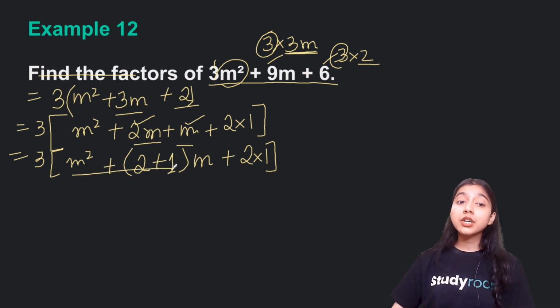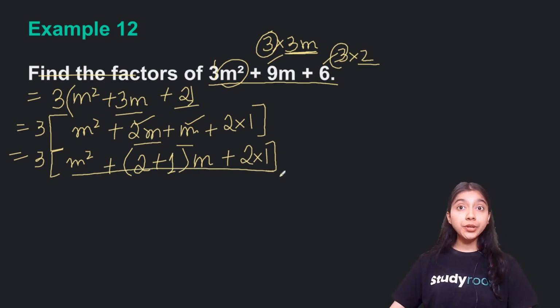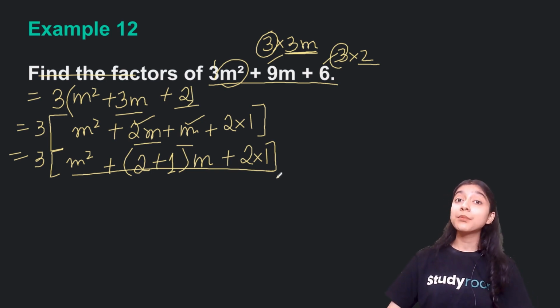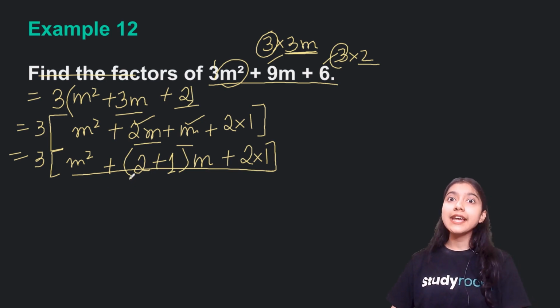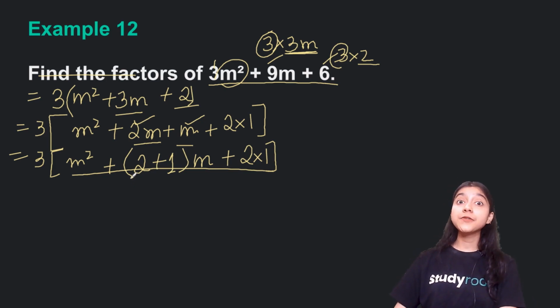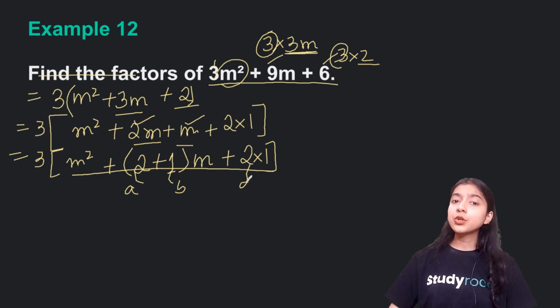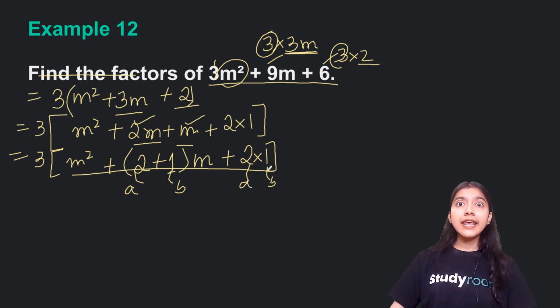Now you have to compare this entire expression within the bracket with the identity number 4 that I taught you. That was x square plus (a plus b) x plus a multiplied with b gives us x plus a multiplied with x plus b. So over here we have m square plus, can we say that this 2 is a and this 1 is b? So it is (a plus b) m plus 2 is again a and 1 is b, a multiplied with b. So this is identity number 4.